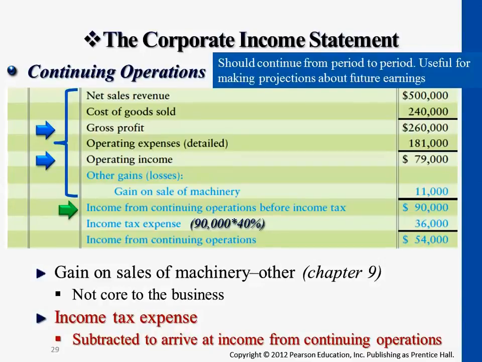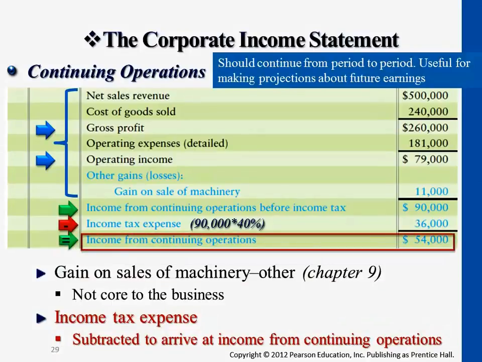Okay, but in some cases, if they do have special items, then we also need to report this below continuing operations. Okay, this part is just showing you the calculation.